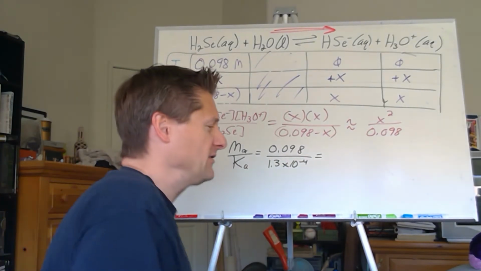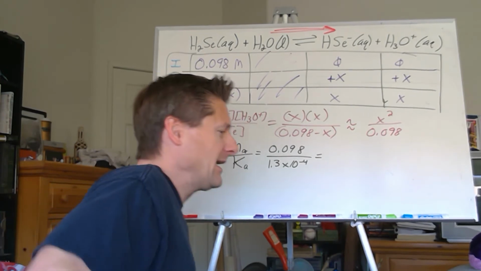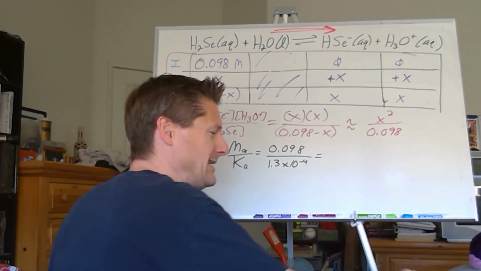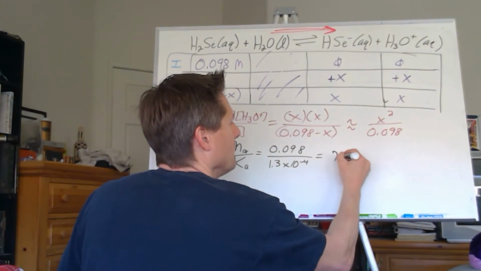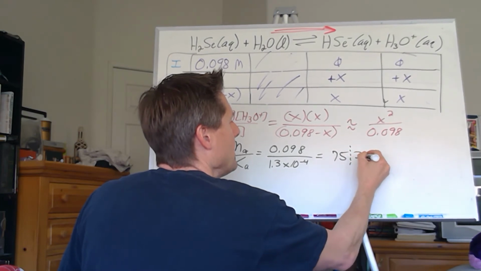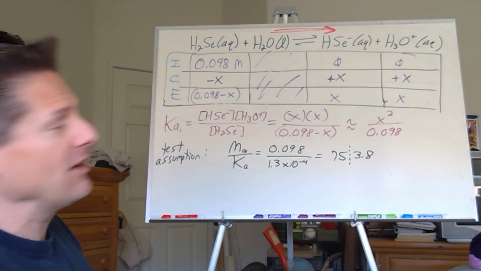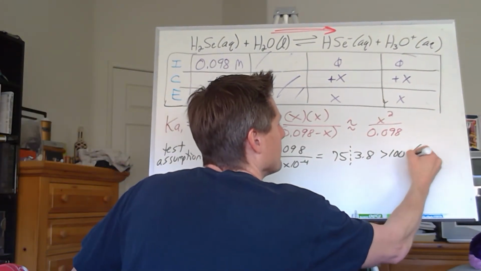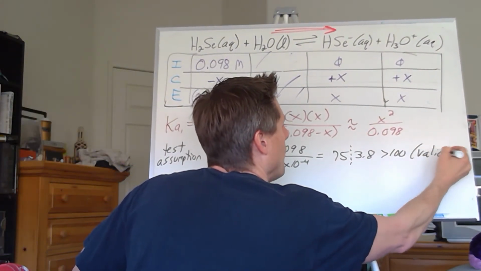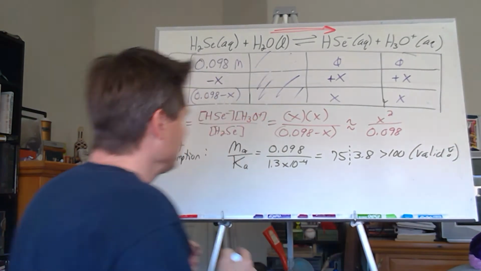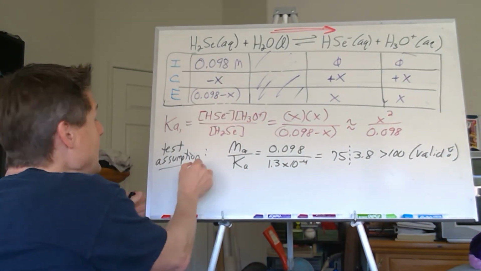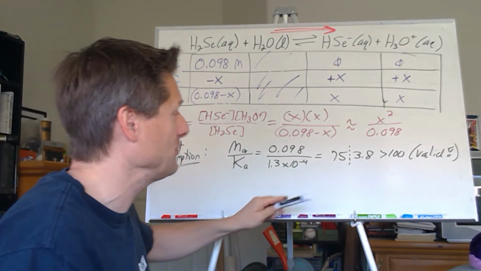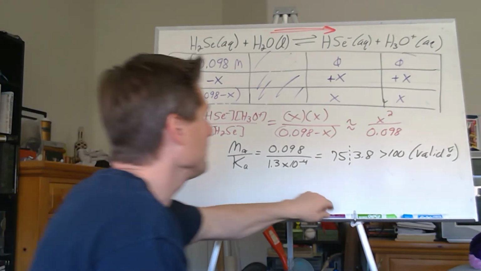Good to 2 sig figs across the board. I get 753.8. Good to 2 significant figures. I think that's greater than 100, right? So therefore, our assumption that x is small is valid. Yay! This should be pretty easy to solve for x now.